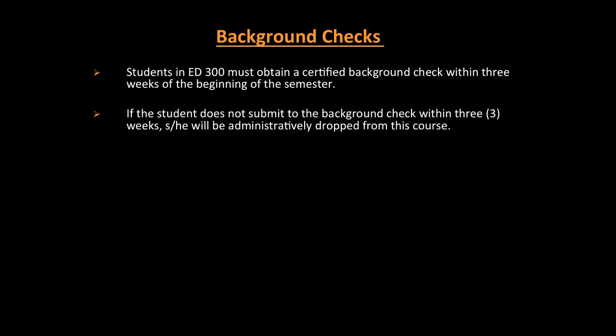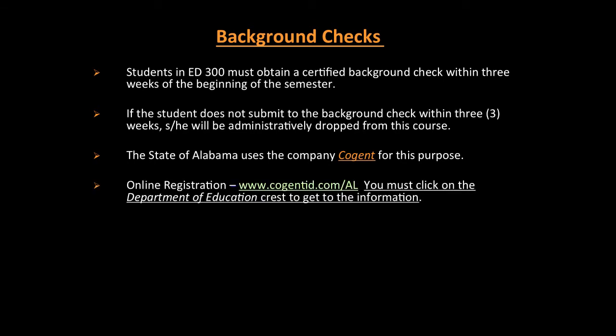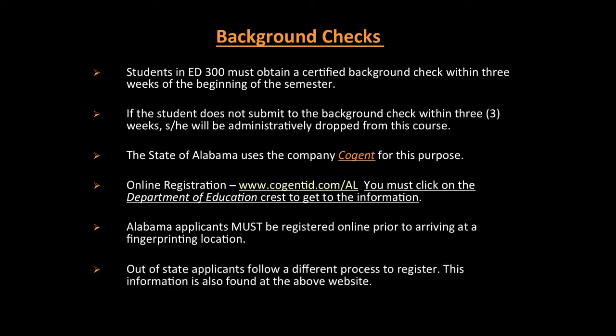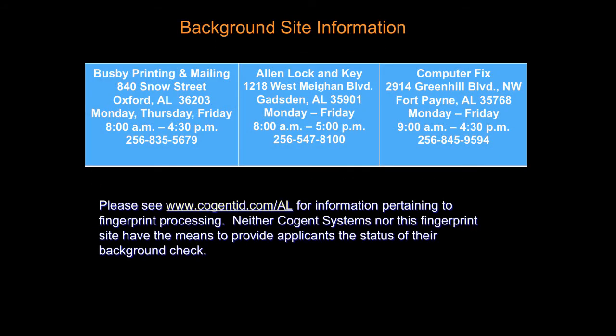You will not be allowed in a school in the state of Alabama without having proof of completing a background check. The state of Alabama uses a company called Cogent. You will need to register online at their website located on this slide. You must register online prior to arrival at the fingerprinting location. On the next slide, you will see 3 locations closest to JSU. There is 1 location in Oxford, 1 in Gadsden, and 1 in Fort Payne.